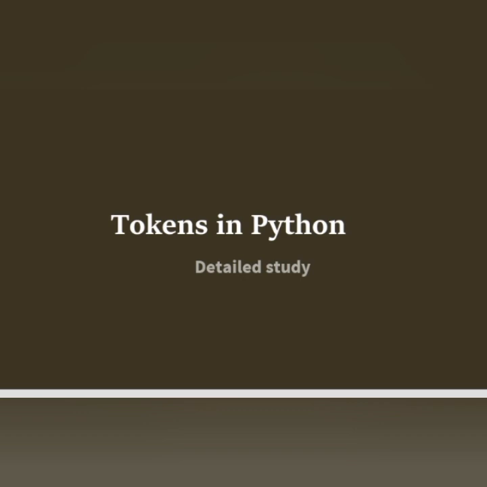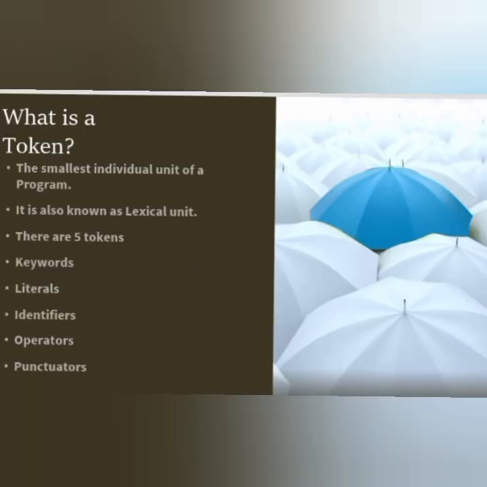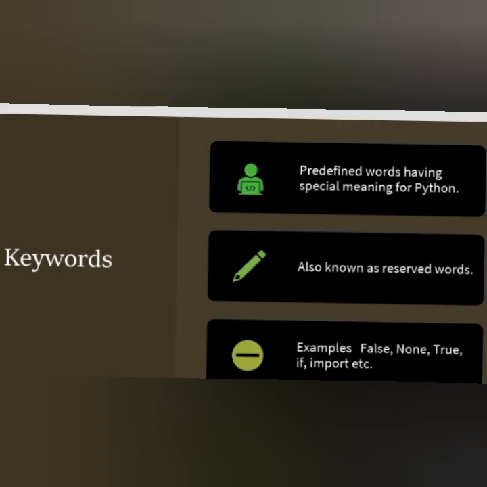So now let's get started with the tokens in Python, which is a detailed study. If a question arises, what is a token? So we can say it is an individual unit of a program. And there are various tokens. Basically, you can compare it with your real life, in which if you have to construct a house, you have to buy certain materials to construct a house. Similarly, to make a program, we should be well acquainted with the tokens. So here there are 5 tokens: keywords, literals, identifiers, operators, and punctuators.